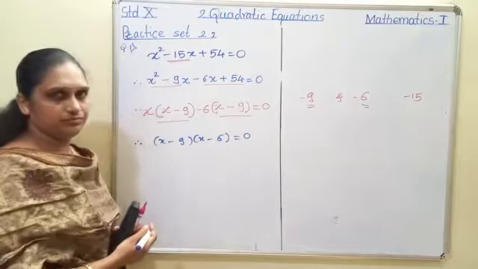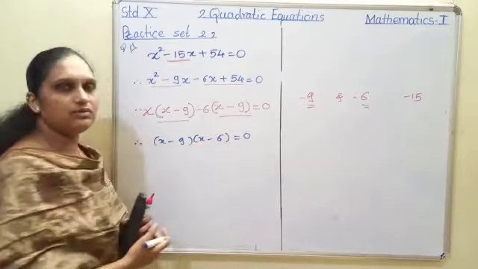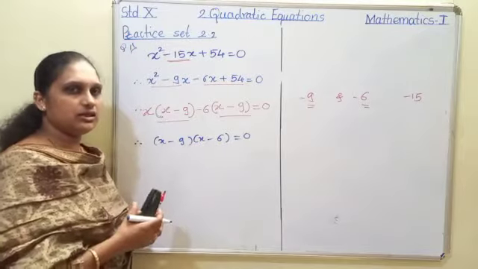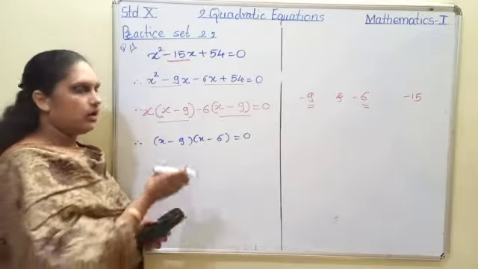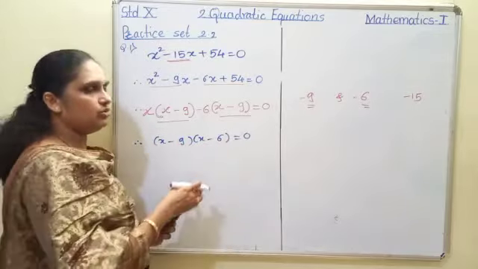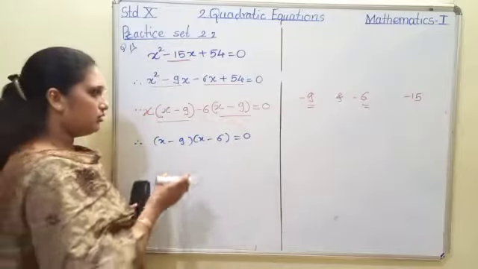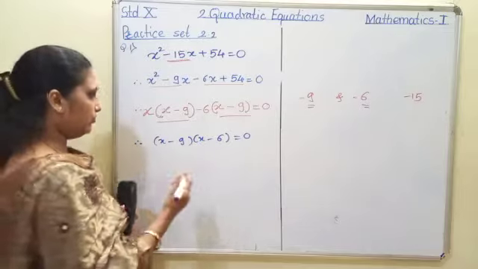Now students, see here the product of two numbers is equal to 0. At this condition we can say that if the product of two numbers is equal to 0, then either one number is equal to 0 or the second number is equal to 0 or both numbers are equal to 0. So we'll follow this property.